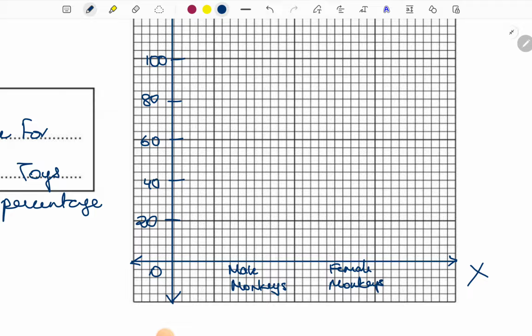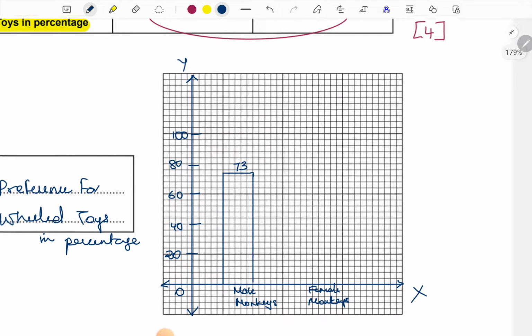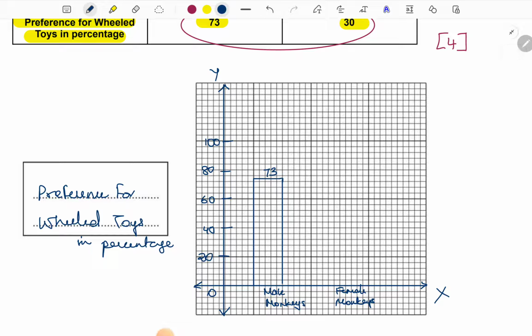So when it comes to the bar for male monkeys, I know it should come in between 60 and 80, and logically it should come more towards 80 because it's 73. That much is enough in terms of precision, just thinking about roughly where it should be. I'm taking a 5 centimeter width of the bar, so I'll maintain that in the other one also. I personally like to write the frequency on the top. It's up to you, you don't need to write the percentage 73 that I've written on the top. If you want, you can skip that.